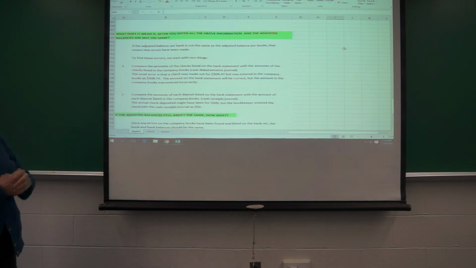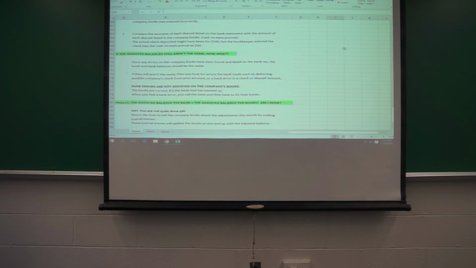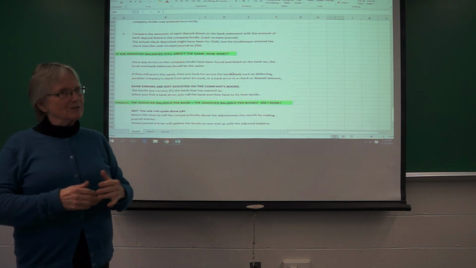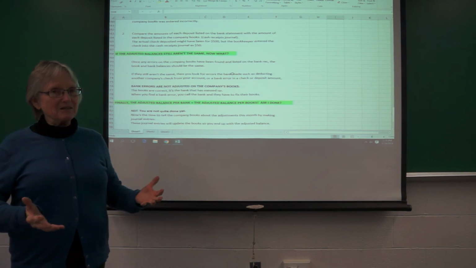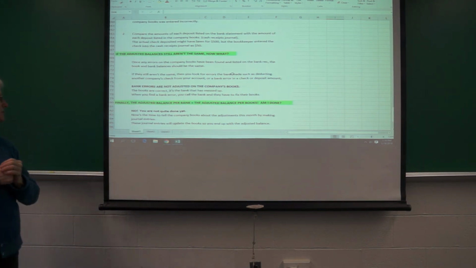You do the same thing with the deposits. Okay, if the balances still aren't the same after you do that, then you look at the bank for bank errors. And bank errors are not adjusted on the company books because they're not your errors. Those are the bank errors, and you call up the bank and tell them about them, and they have to fix their books. Okay, but that's only part of it.